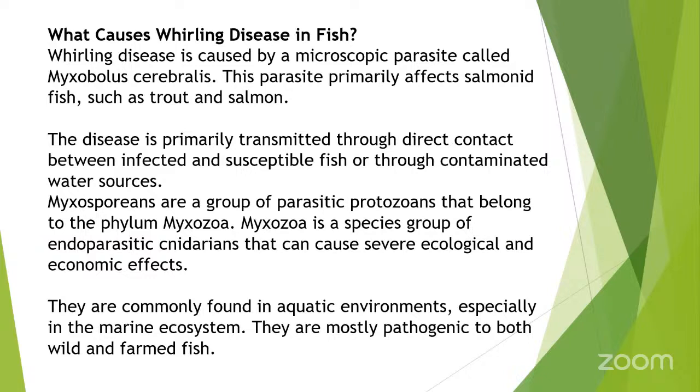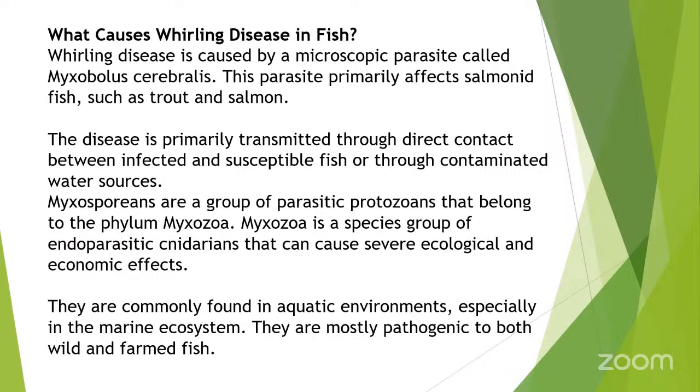Now, let us discuss the other disease called whirling disease. So, what is this whirling disease in fish? It is caused by a microscopic parasite called Myxobolus cerebralis. This parasite primarily affects salmonid fish such as trout and salmon. The disease is primarily transmitted through direct contact between infected and susceptible fish or through contaminated water sources.